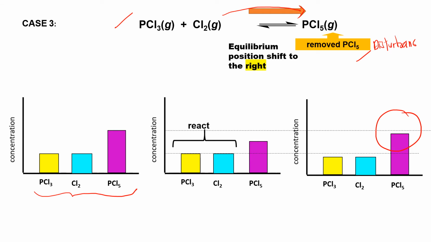So the disturbance now is that the concentration of PCl5 decreases. So the equilibrium must increase the concentration of PCl5. How? We must shift to the side that produces it, and that is the right side.